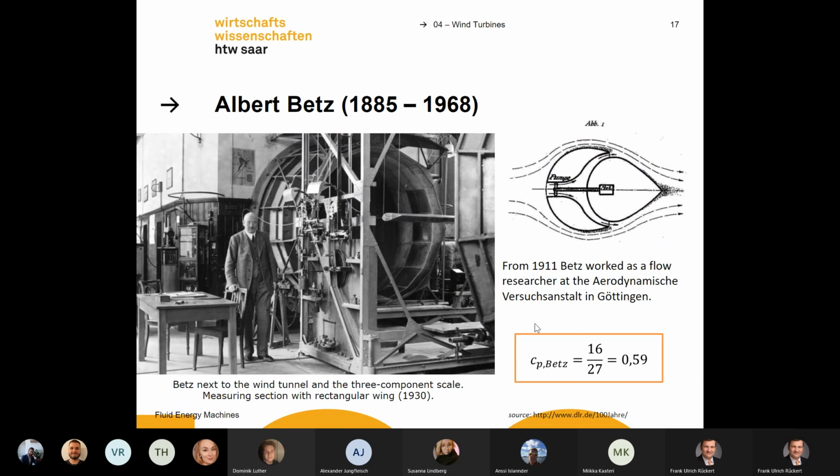And this is also something that must be on your formula sheet. It is really important. It is the maximum efficiency. It's called the Betz factor. It's 16 divided by 27, or let's say 0.59. And this is the maximum efficiency a windmill can get. It can never be higher than this. I want to explain a bit why and how he proved this.